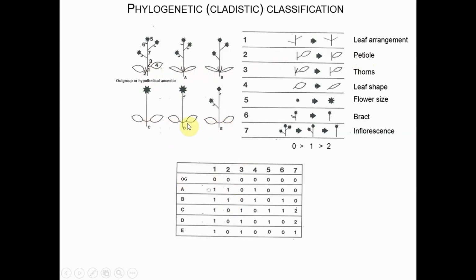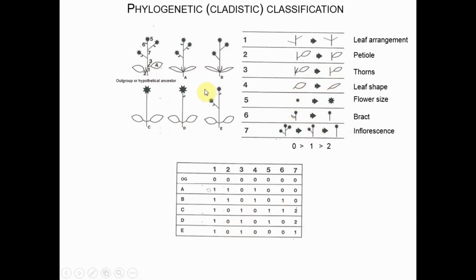But C, D, and E have retained their PTL, so they would be scored 0. Then the thorns are present in A and B, so they would be 0, because the outgroup also has thorns. And for the others that have lost their thorns, we would give them a 1.